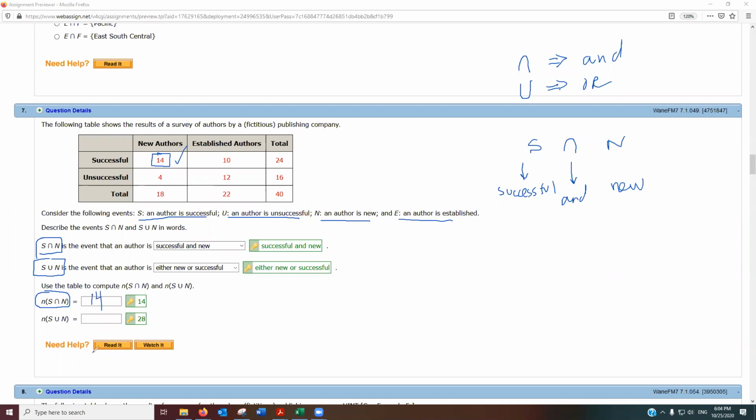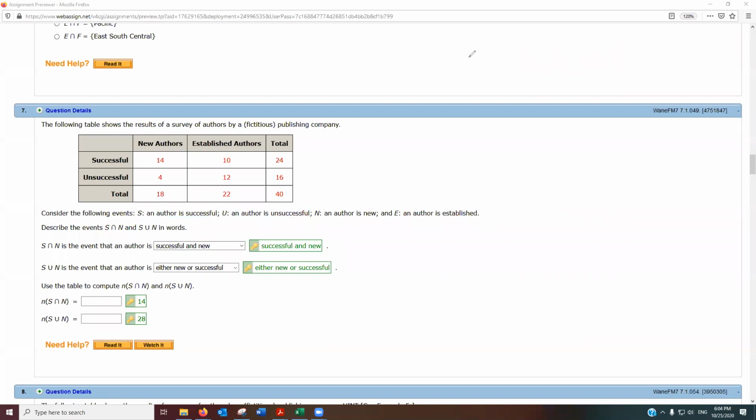All right, how about successful or new? Well, this one's a little tricky. You might remember from a past module, we said that if you want to know successful or new, you take the number of successful plus the number of new, but that double counts. We've got to subtract out the number of successful and new.